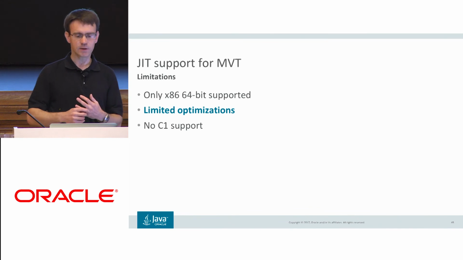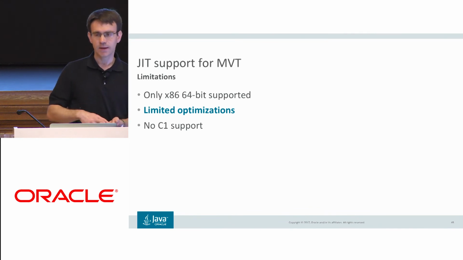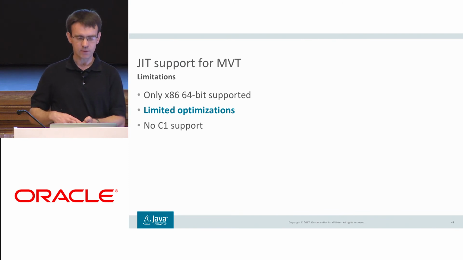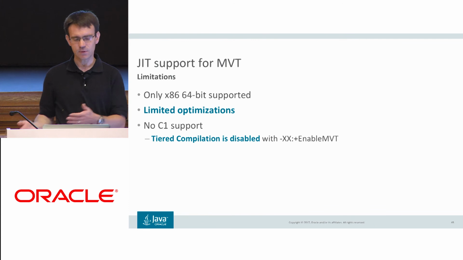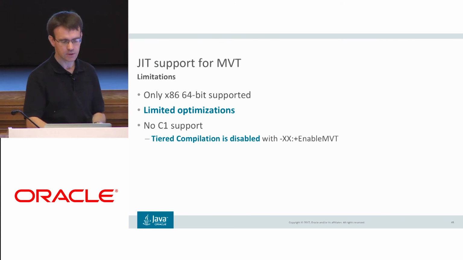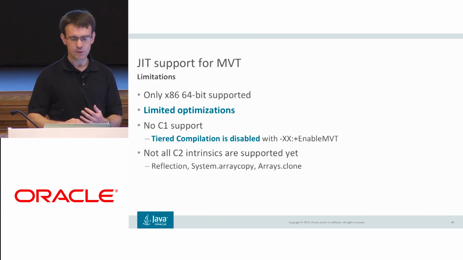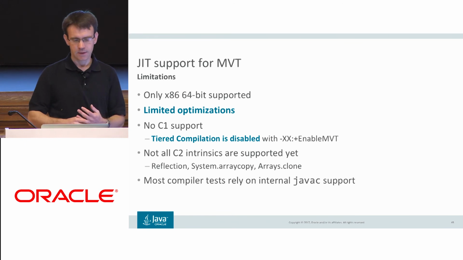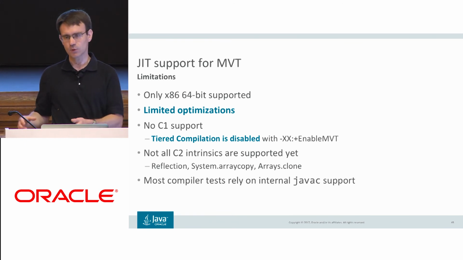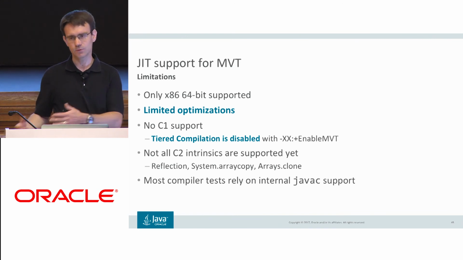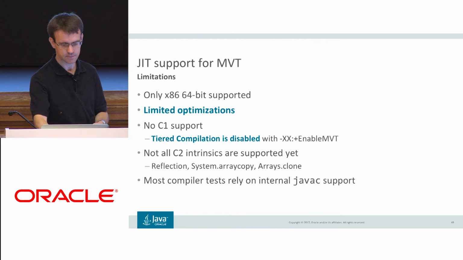The limitations so far are that we only support x86 64 bits. Not all C2 optimizations are available. There is no C1 support, which means if you are enabling value types, you won't get tiered compilation. Not all C2 intrinsics are supported. And most of our internal tests are still relying on our experimental javac, and we are not using minimal value types in most of our tests.